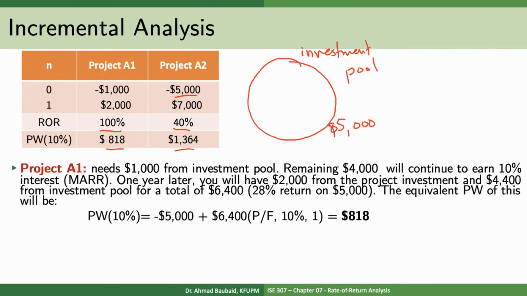In project A1, what's going to happen? Well, I'm going to take $1,000 out of this investment pool, and I'm going to put it in this project, right? So this is going to go here in this project, this $1,000 amount.